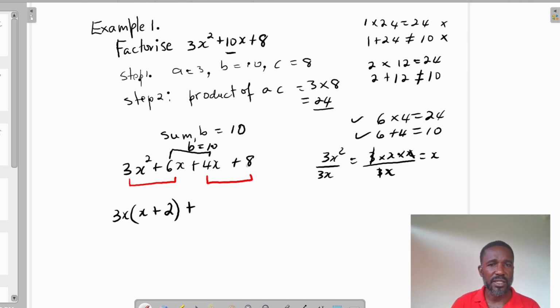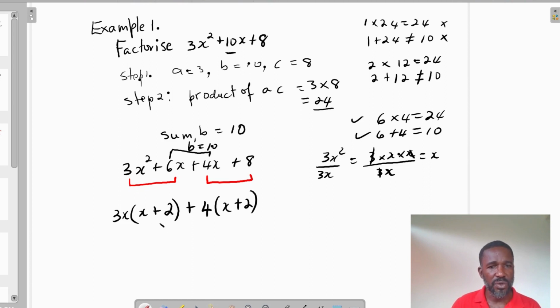So we're going to look at the next 2 elements. We have a 4x here and we have 8 here. So we now realize that 4 is common. So 4 into 4x will go x times, and 8 divided by 4 will give us 2.